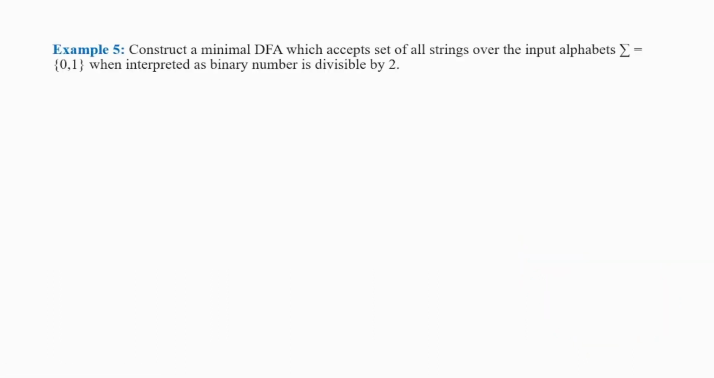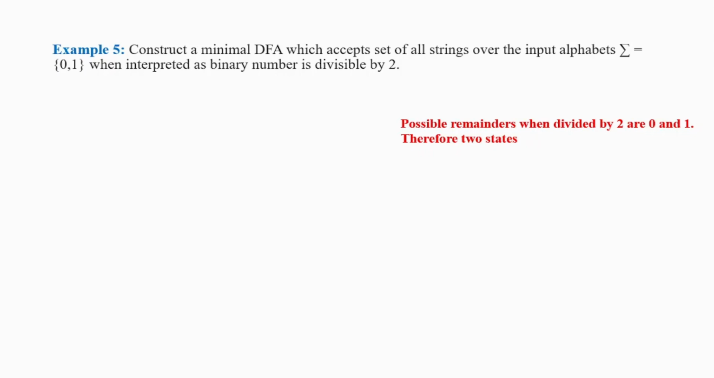So the next question is: construct a minimal DFA which accepts the set of all strings over the input alphabet 0, 1 that, when interpreted as a binary number, are divisible by 2. So the condition is divisible by 2. What will be the possible remainders if I divide a particular number by 2? Either the remainder can be 0 or the remainder can be 1.